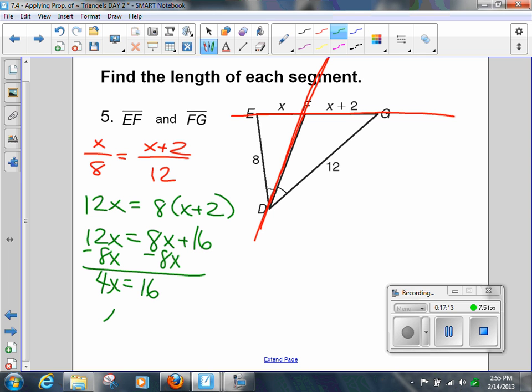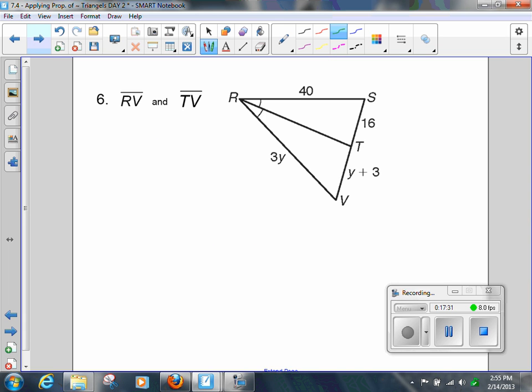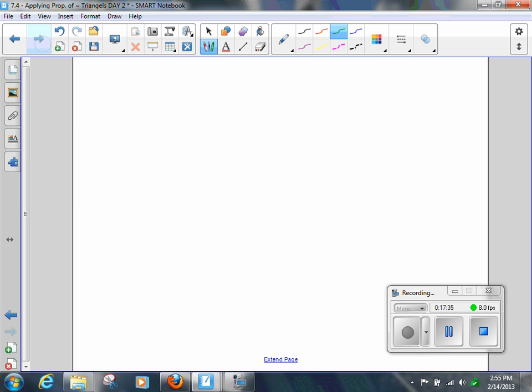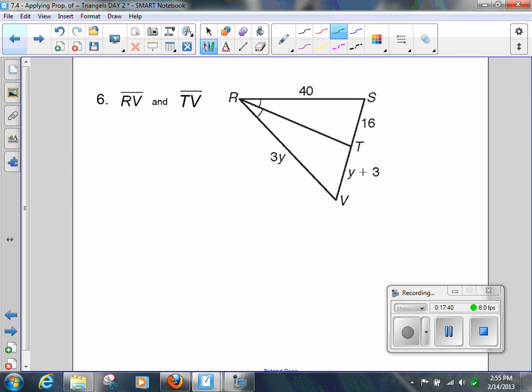4x is equal to 16. X is equal to 4. Do you guys agree with that? How many of you got 4? Hands up. High five. Now go back and plug it in. We've got 4 and 6. How many of you got 4 and 6? High five. Good, folks. Excellent. Do this one. 6, 7, and 8. Do them all.